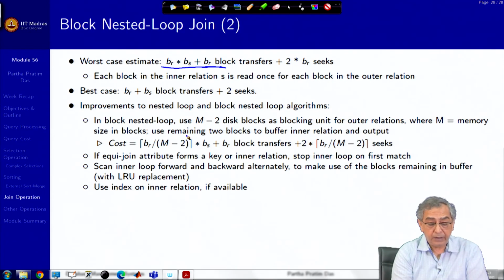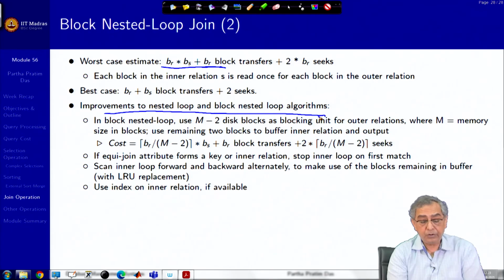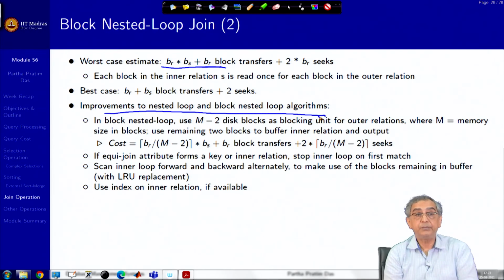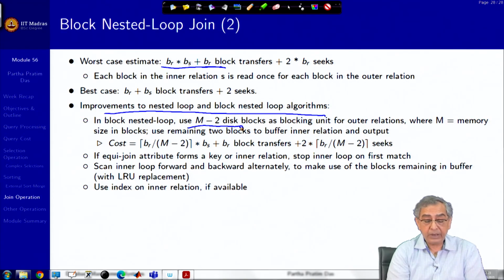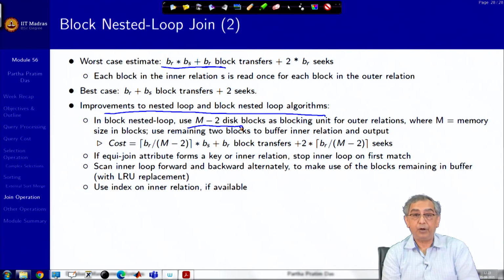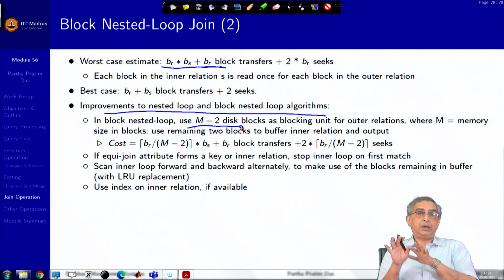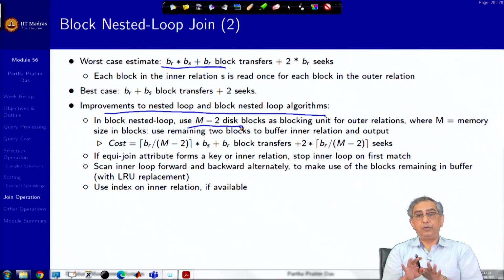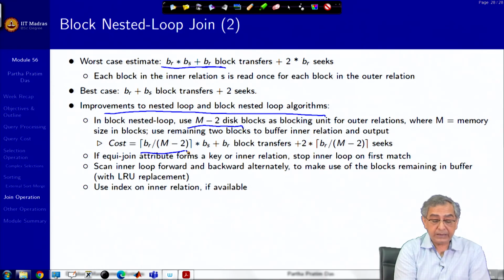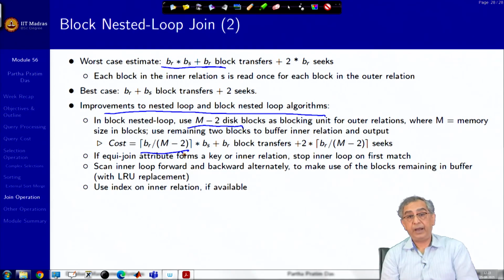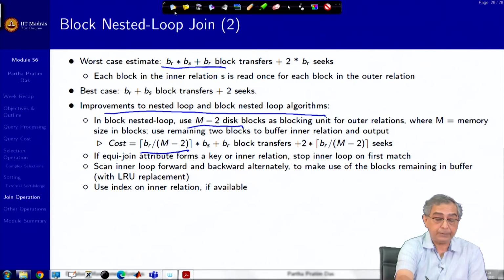So, you can also do some improvements to this, because in the block nested loop you may use M minus 2 disk blocks, keeping 2 for the output. You can do M minus 2 disk blocks at a single go. So, if you do that, then this goes down by a factor of M minus 2, right. Which will give you a drastically better cost.